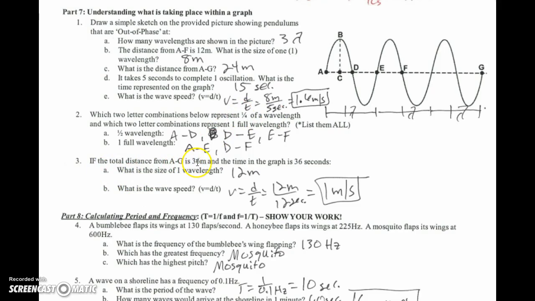Total distance from A to G is 36 meters, so I'm giving you a different scenario, 36 meters. The time on the graph is 36 seconds, so the time to complete this is 36 seconds. What's the size of one wavelength? That would be 12 meters. Notice it's based on this picture. It's 1/3 of the 36 meters. And the wave speed would be 12 meters divided by 12 seconds, or 1 meter per second.